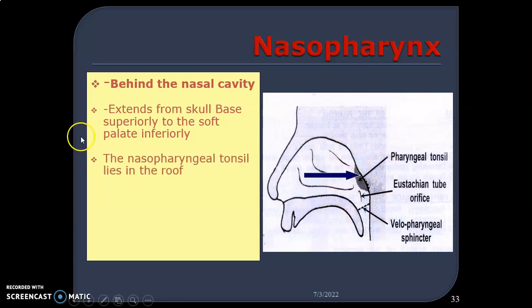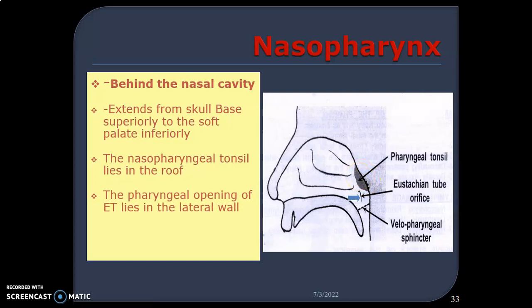So we have what you call the nasopharyngeal tonsils at the roof of the nasopharynx. They're also called the adenoid tonsils. The pharyngeal opening of the eustachian tube lies on the lateral wall of the nasopharynx. Remember, eustachian tube is what connects the nasopharynx to the middle ear. So this is the opening of the eustachian tube at the nasopharynx. So we call it the pharyngeal opening of the eustachian tube. It's on the lateral wall of the nasopharynx.